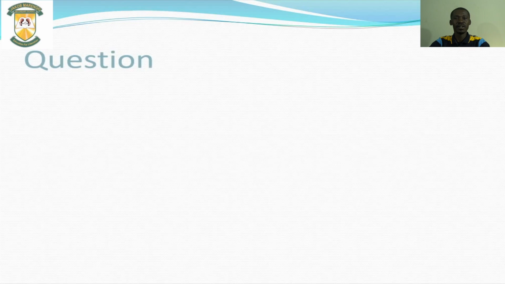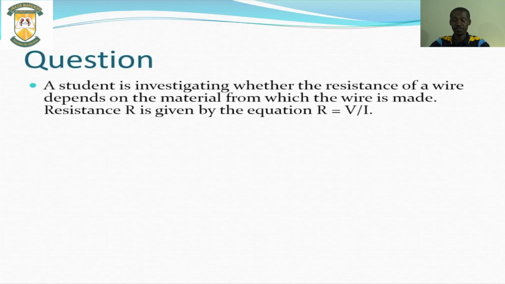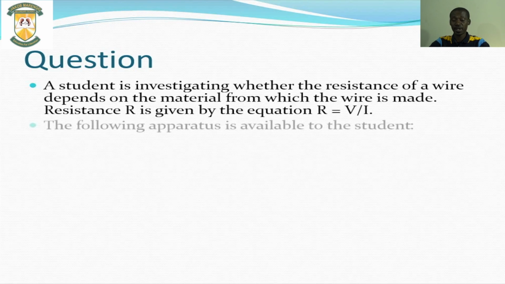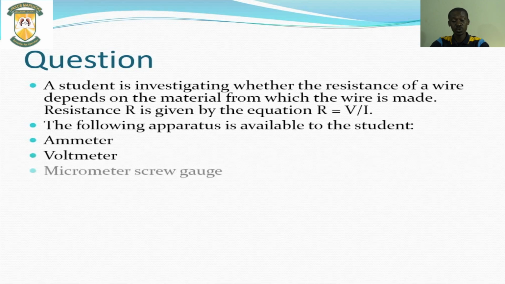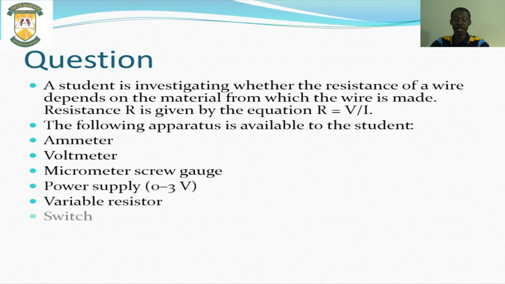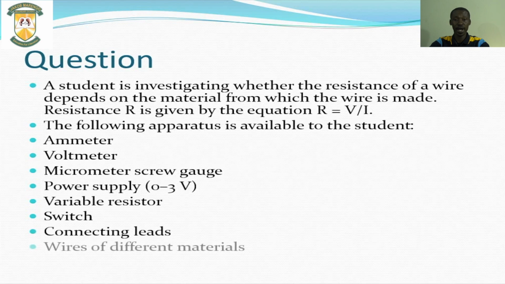The question we were given stated that a student is investigating whether the resistance of a wire depends on the material from which the wire is made. Resistance R is given by the equation R is equal to V over I. The following apparatus were given to the student: an ammeter, a voltmeter, a micrometer screw gauge, a power supply, a variable resistor, a switch, connecting leads, and wires of different materials.